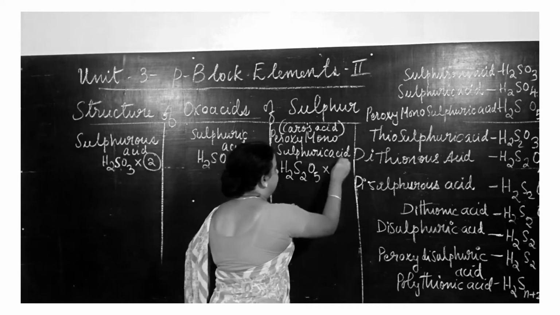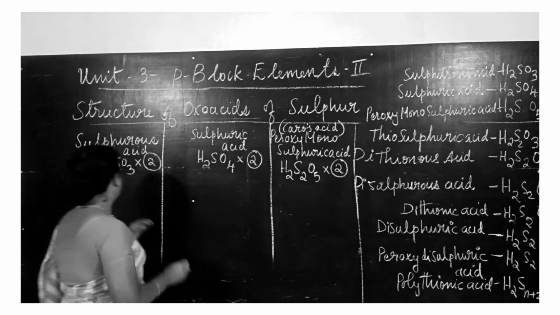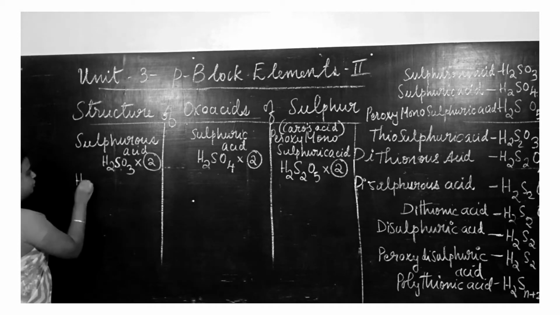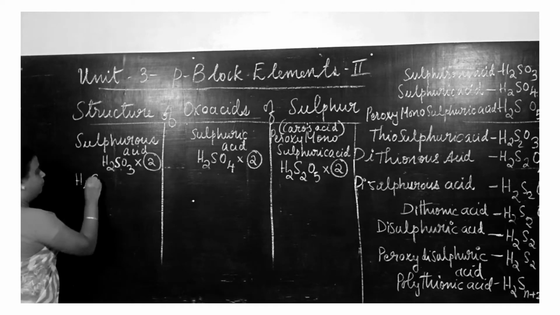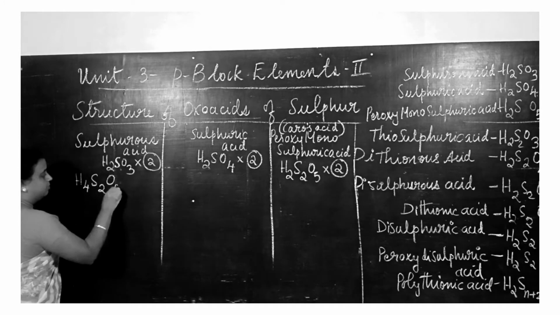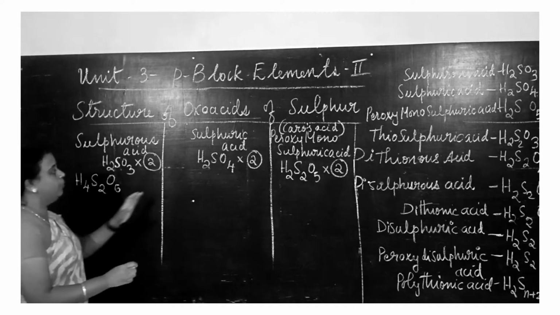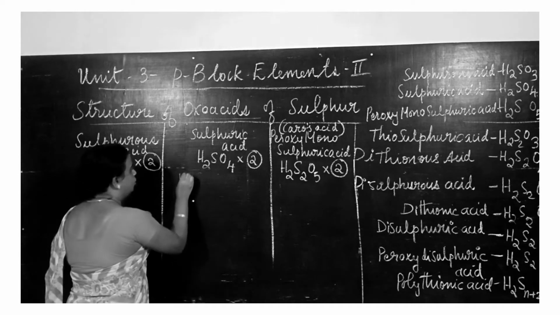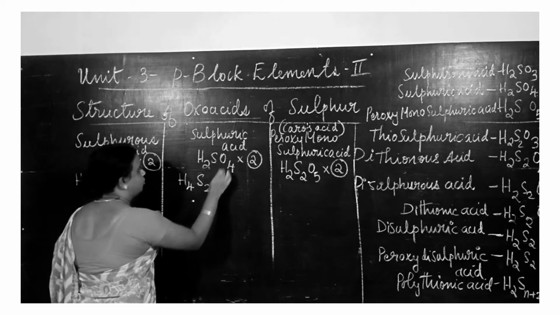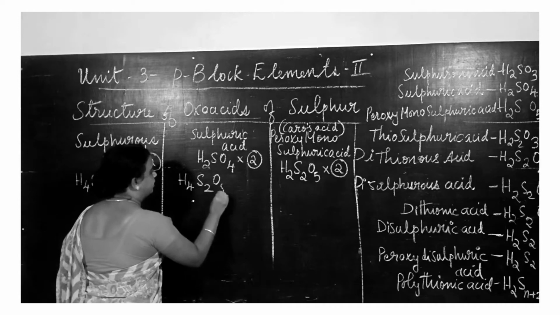Likewise, here also you just multiply by 2. So when you multiply by 2, H2 will become H4. Sulfur will become S2. O3, the oxygen atoms, will become O6. Got it? Now here also you are multiplying by 2. So hydrogen H2 becomes H4. Sulfur becomes S2. Oxygen O4 becomes O8.